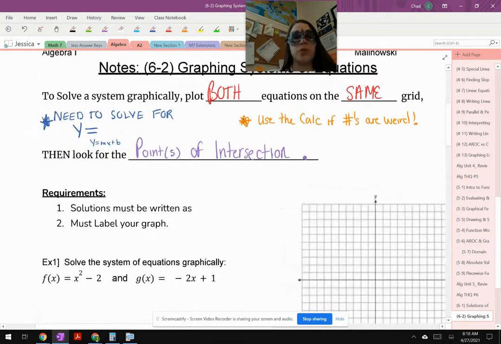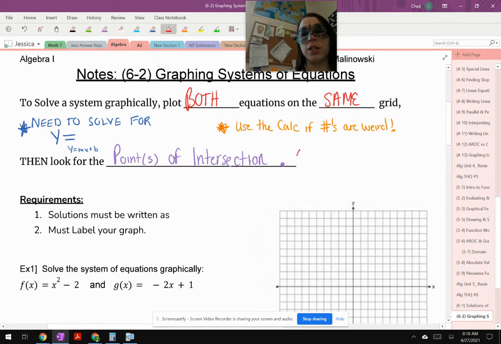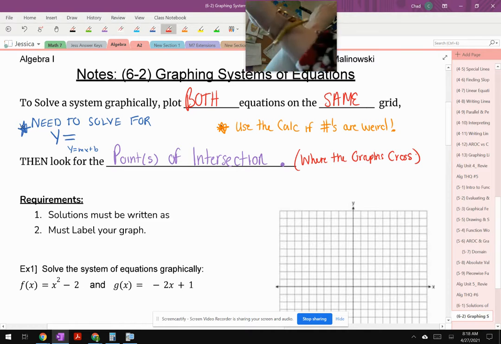So again, our solutions here are points of intersection. And when we talk about points of intersection, intersection means where they cross, where the graphs cross, where they intersect each other, where they go through each other.